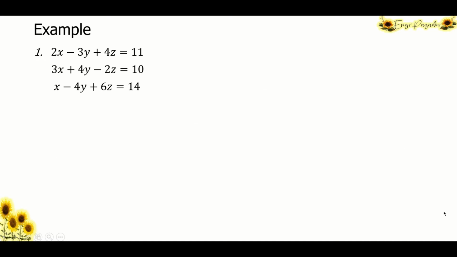Okay, so we have this example, 2x minus 3y plus 4z equal to 11. That is the first equation. The second equation is 3x plus 4y minus 2z. Third equation, we have x minus 4y plus 6z equal to 14. So how do we solve that? Or how do we find the values of x, y, and z?